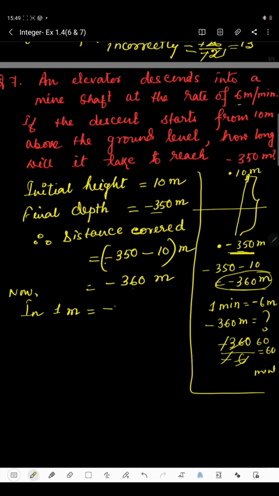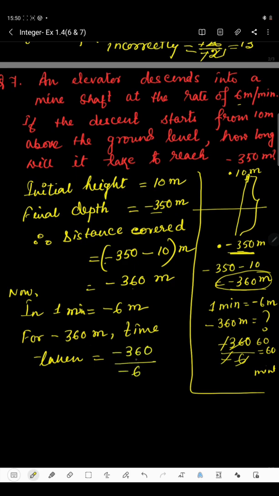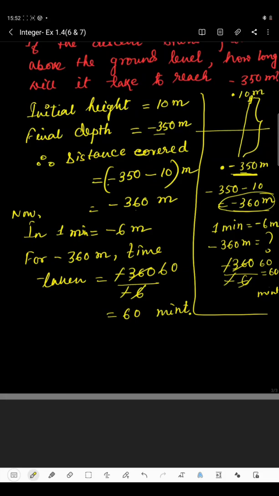Now it is said that in 1 minute it goes down 6 meters. Since it is going down, we will have to take negative integers. In 1 minute it moves minus 6 meter. We will have to find the time taken for minus 360 meter. What will it be? Minus 360 divided by minus 6. So if you cancel the negative sign, 6 6s are 36 and 0. So it will be 60 minutes. 60 minutes means 1 hour.